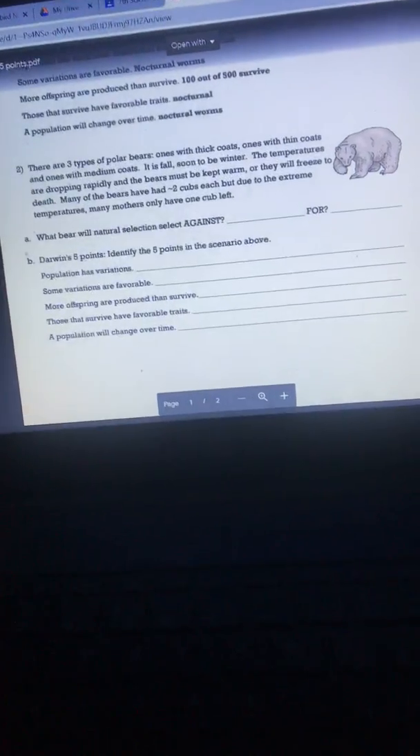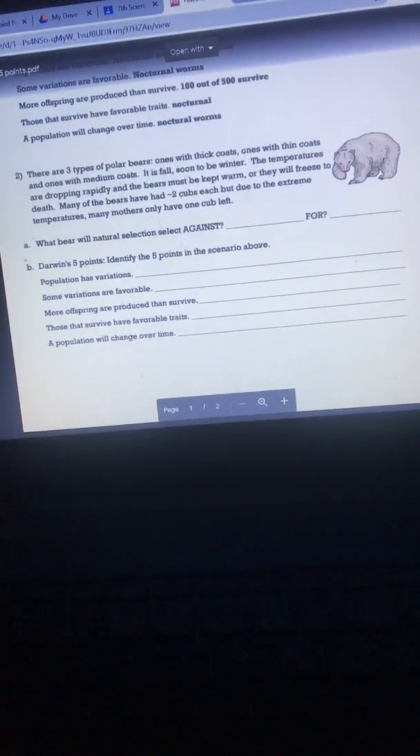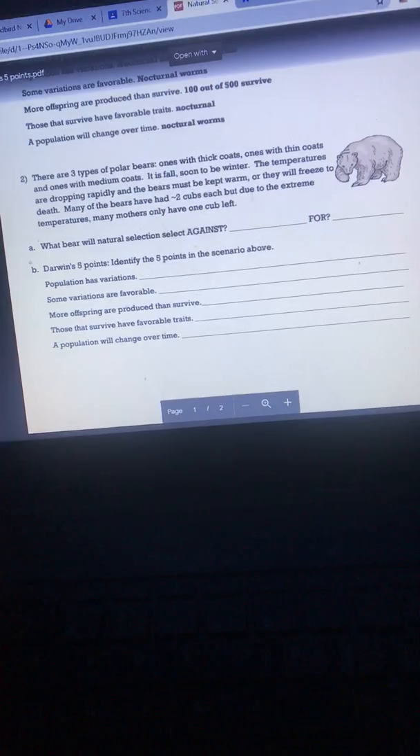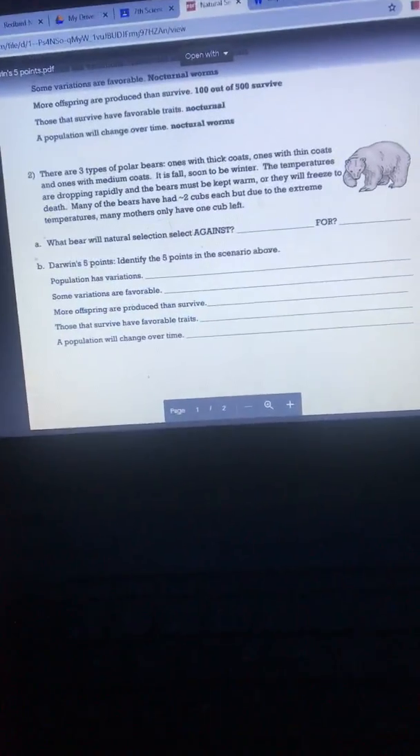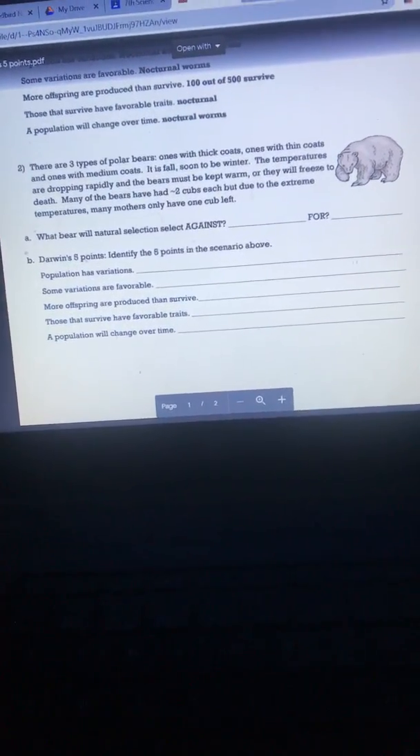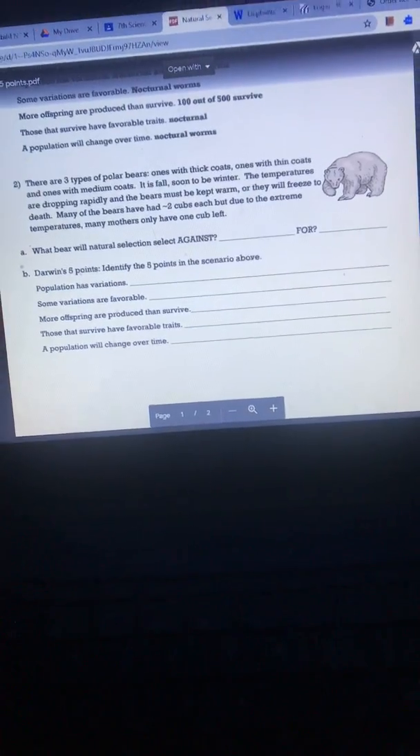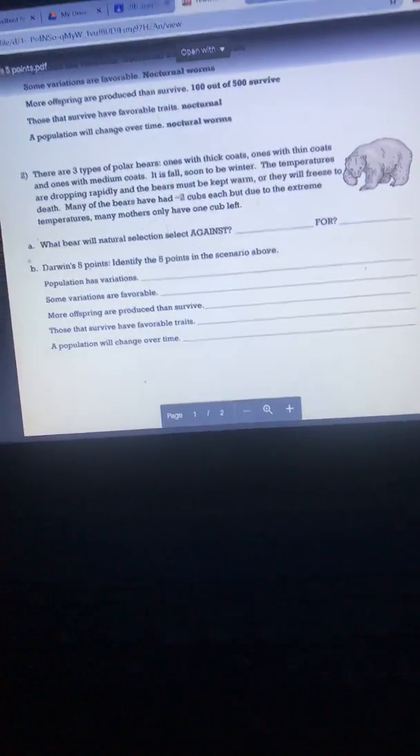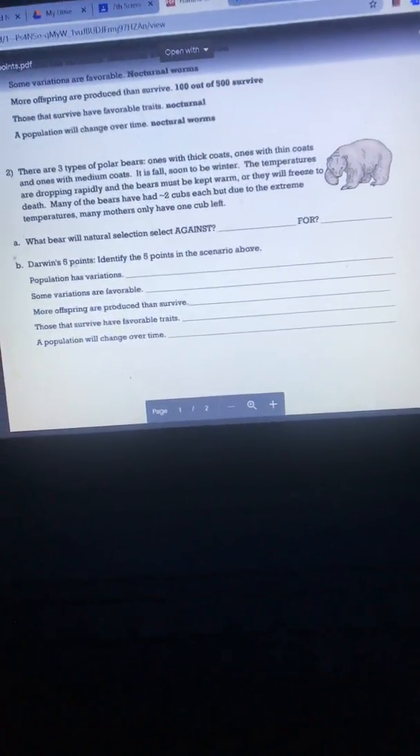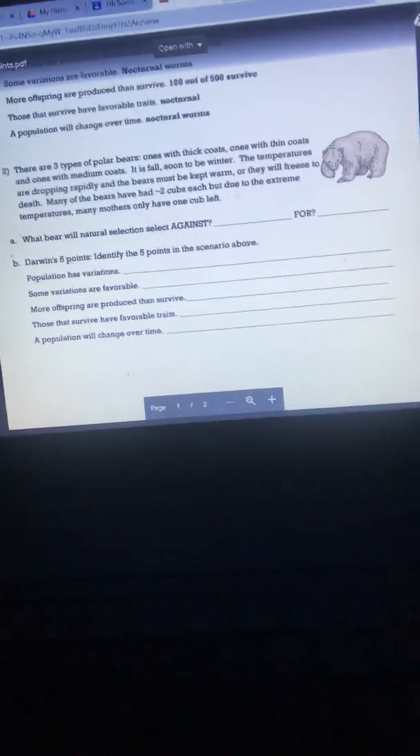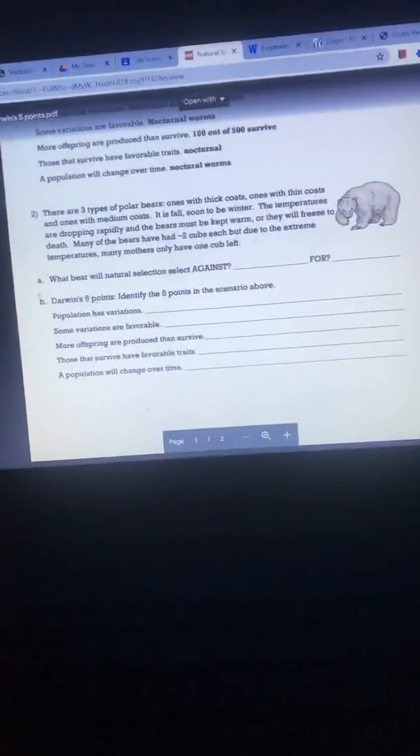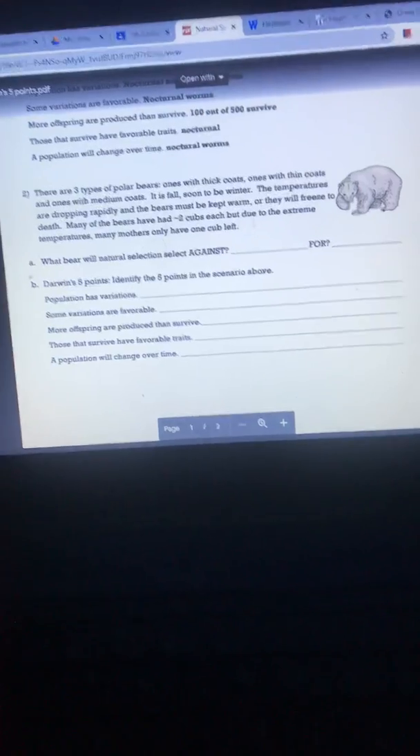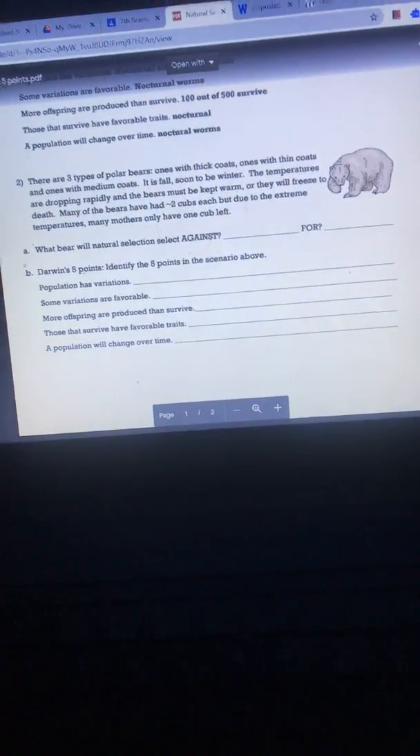So of those surviving, do you think that they have thick coats, thin coats, or medium coats? Well, obviously, if they survived, that means they were able to keep warm enough. So that means they had thick or medium coats. And so how will the population change over time? Will it change to thin coat bears, thick coat bears, or medium coat bears, or a combination?